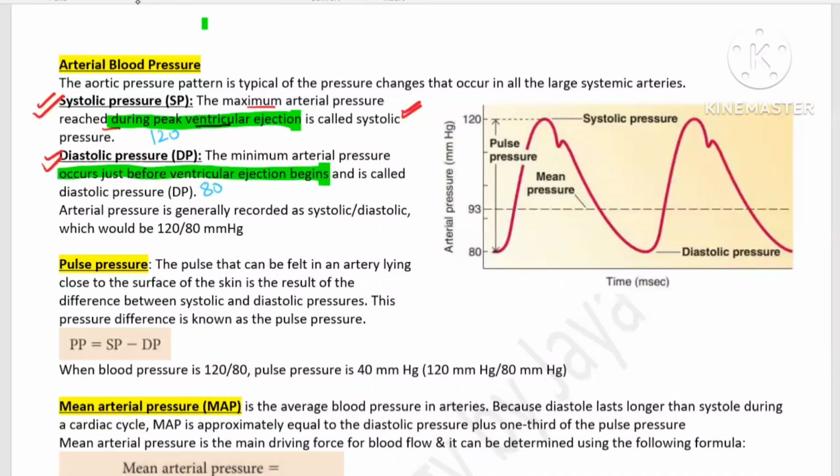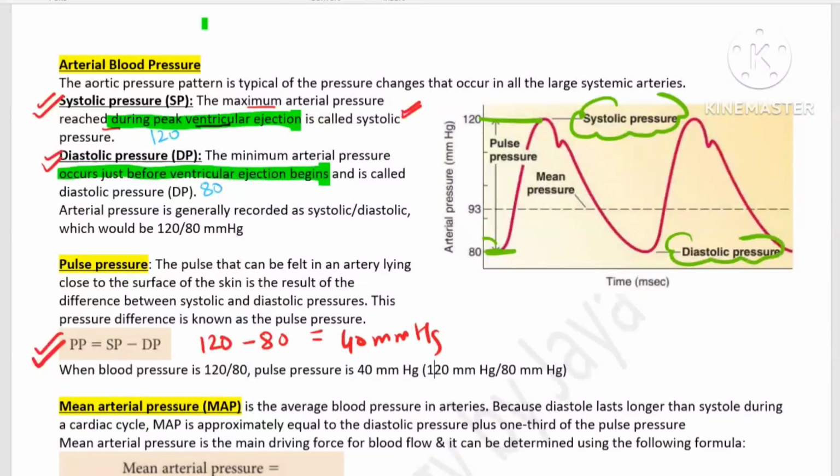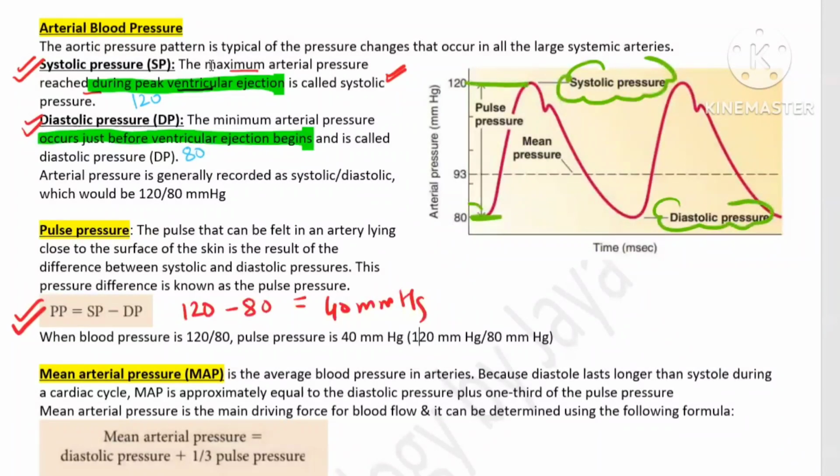Now, the difference between the systolic pressure and diastolic pressure is known as pulse pressure. The pulse pressure is nothing, it's a difference between systolic and diastolic. Suppose systolic is 120 and diastolic is 80, then pulse pressure is 40 mmHg. So you can see in this diagram, this is your systolic pressure, 120. This is your diastolic pressure, 80. And pulse pressure is the difference between them, that is only 40. Up till here clear?